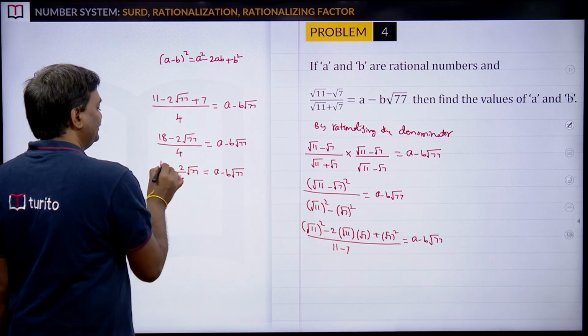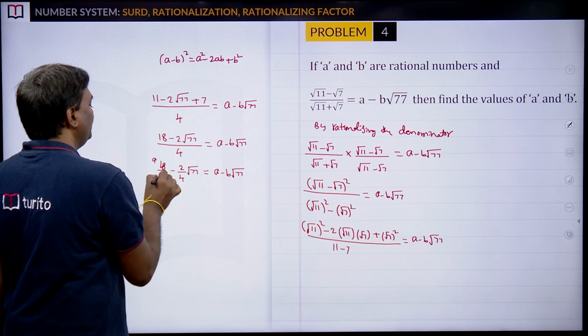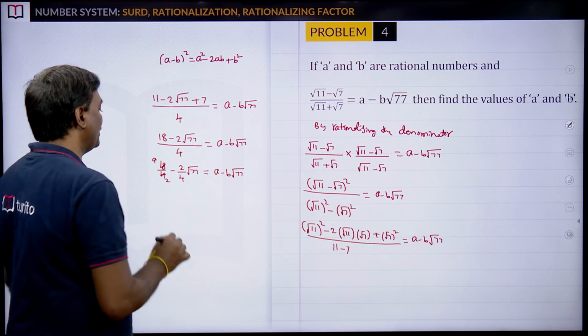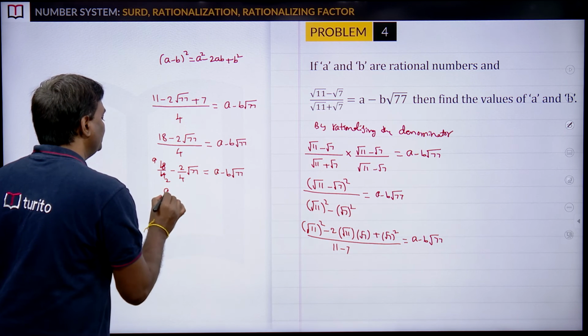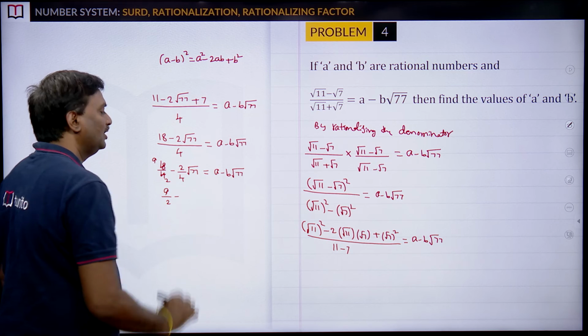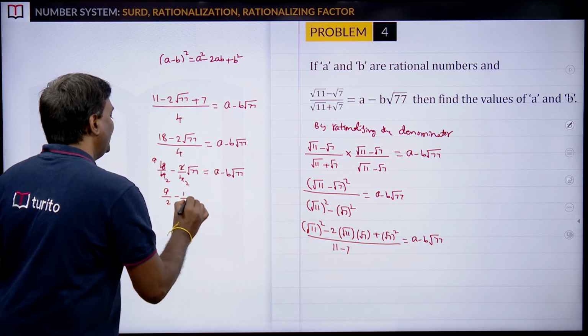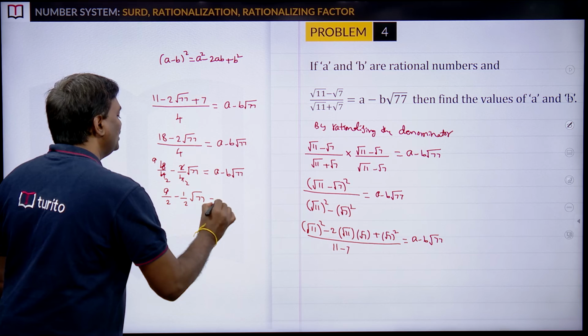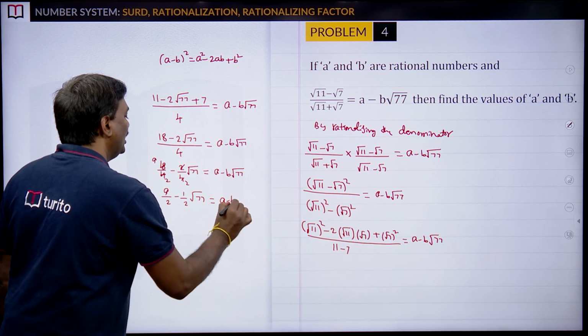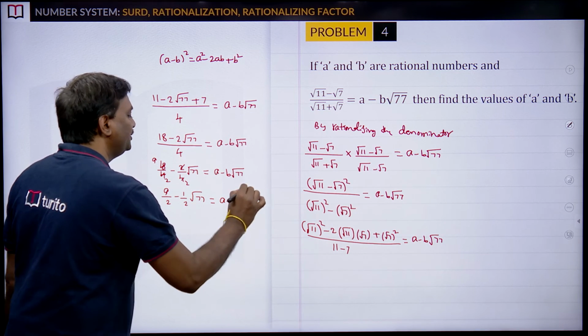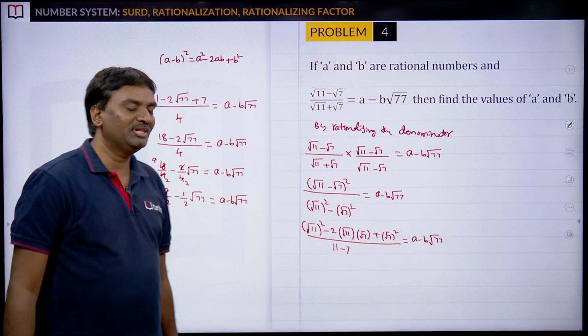Here we can cancel 18 and 4 by 2, and you will get 9/2 minus 2/4, which means 2 times 1/2, into root 77, equal to a minus b into root 77.